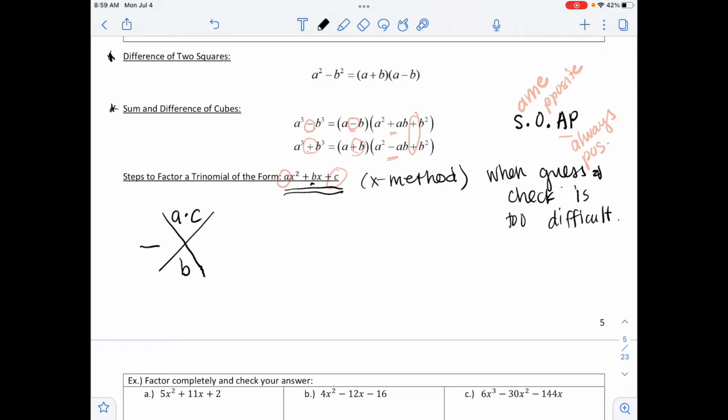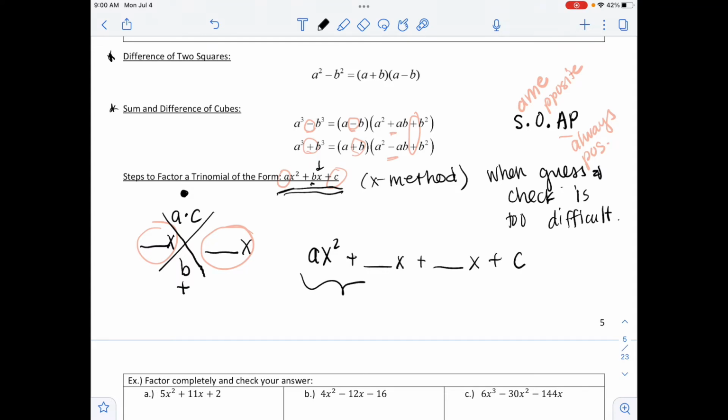From here, I need to think of two values, and I'm going to put those two values there in those blanks that are going to multiply to a times c and add to b. And since my middle term here is an x, I'm going to go ahead and put x's with both of these. And from here, I'm going to write ax squared, which is that first term that we have. And then I'm going to write bx, but a little differently. I'm going to use those two values that we just came up with. So those two blanks that we have that are over here in my x method. And then I'm going to write my plus c.